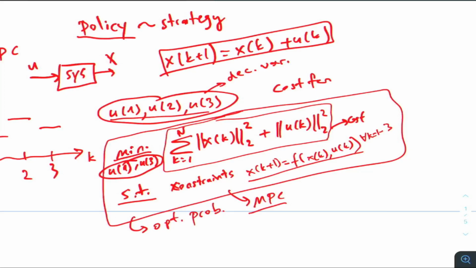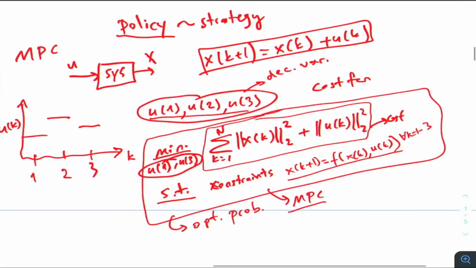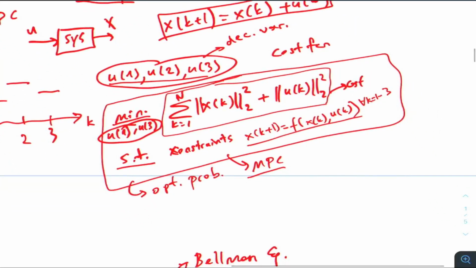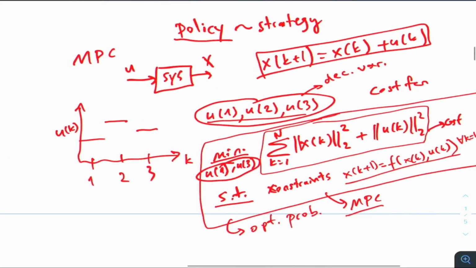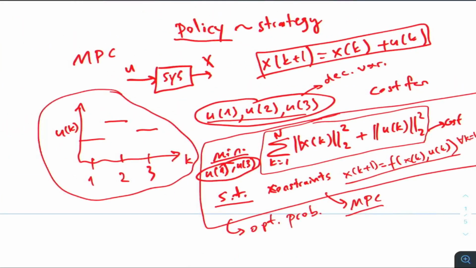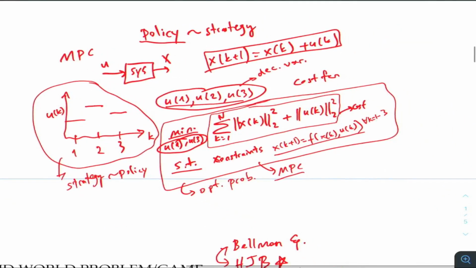Okay, and after that, when you solve that, what do you get? You get, let's say, this, right? For 3 steps, you find your optimal input signal. Of course, this is a discrete signal, right? For three steps is this. You find that. And this is your strategy or policy, right?